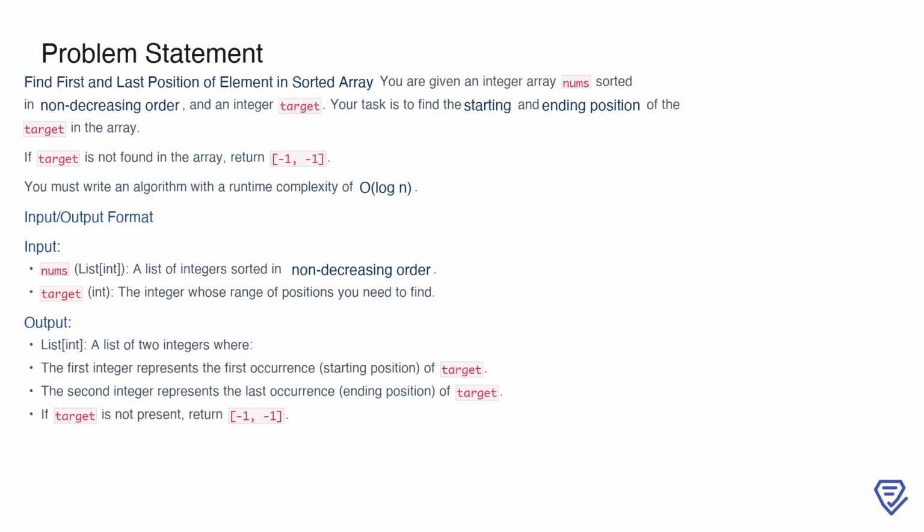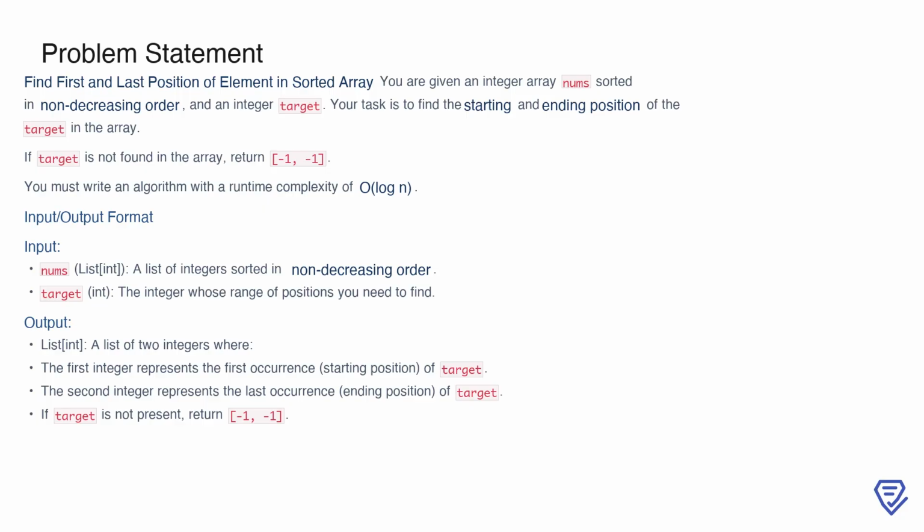In this problem, we are tasked with finding the starting and ending positions of a given target value in a sorted integer array called nums. The array is sorted in non-decreasing order, which means the values either stay the same or increase as we move through the array. If the target value is not present in the array, we need to return -1, -1.